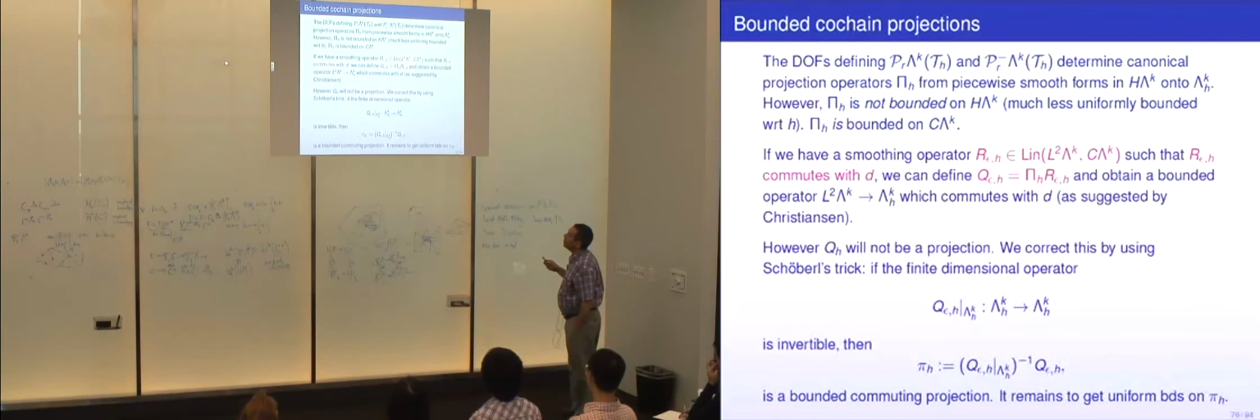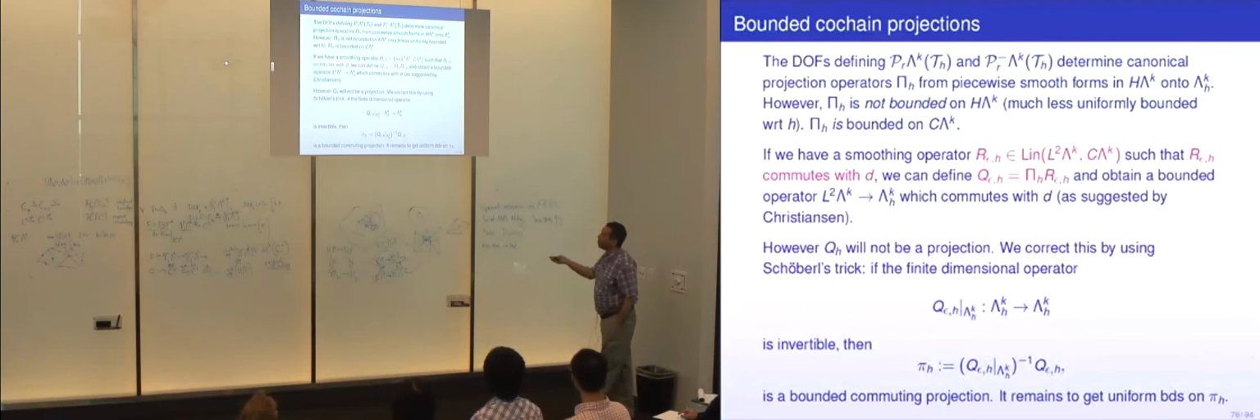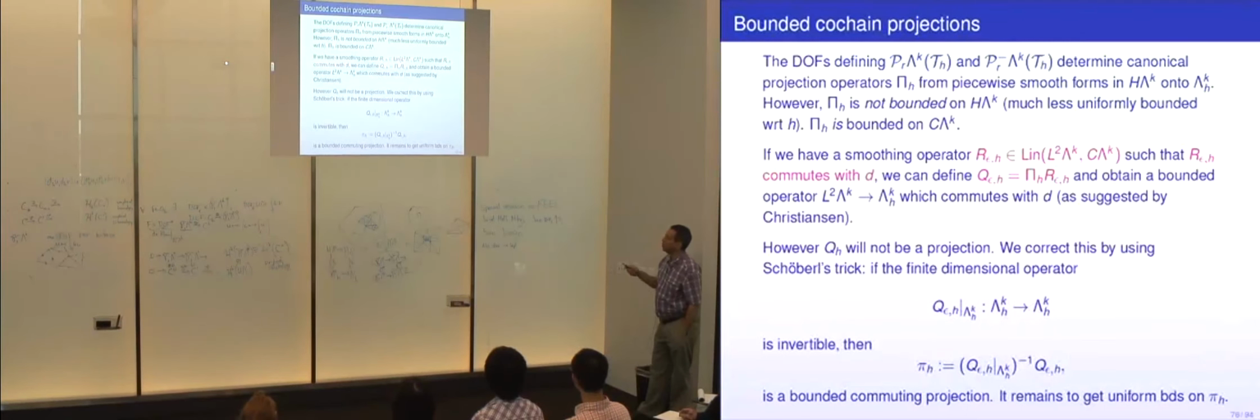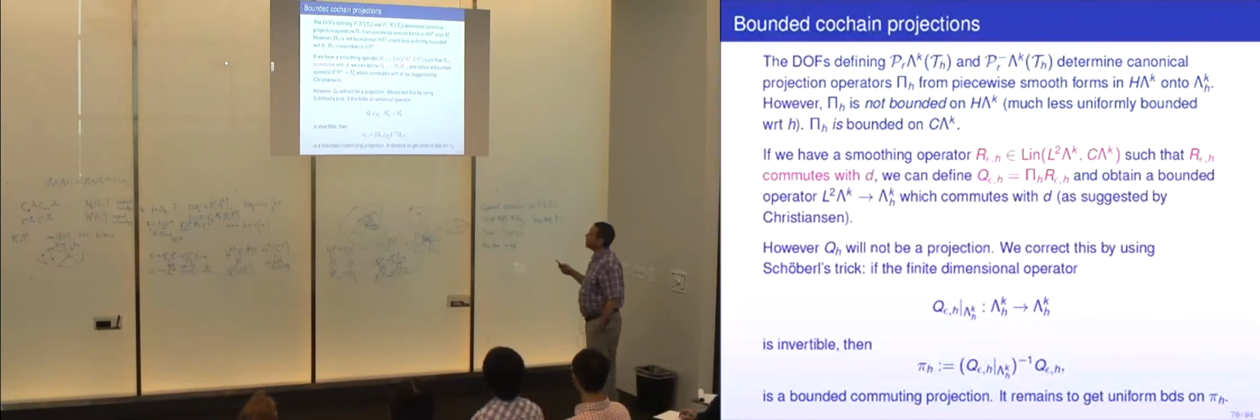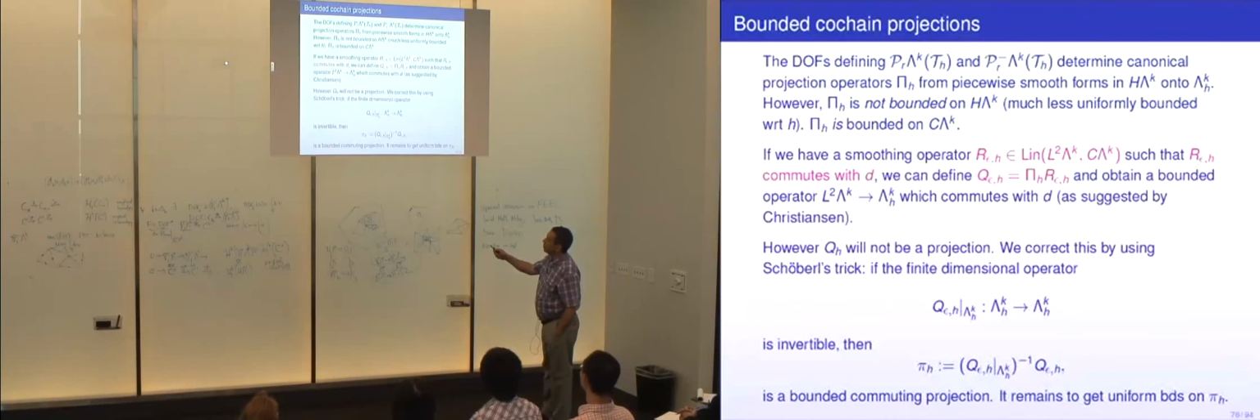And then you define this Q epsilon H to be, first you smooth by R epsilon H, and then you take the regular projection based on the degrees of freedom, since now these guys are continuous, so that makes sense. Now you have an operator that's defined on all of L2 lambda k. And since the pi commutes with D, and since we assume that R commutes with D, Q commutes with D. So now we have a map from L2 differential forms into our finite elements, which commutes with D.